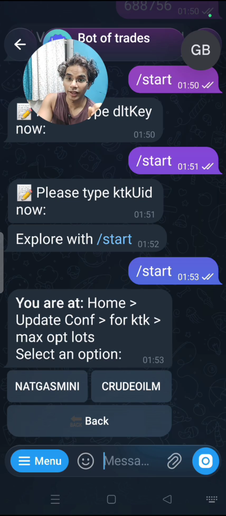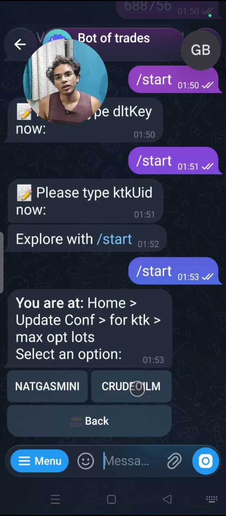One more thing, if you set it to 0, there will be no trading for a particular script. So if you set it to 0 in natural gas, no trading will happen. Same if you set it to 0 in crude oil, no trading will happen. So I would recommend setting the number 7. 7 has been the best number so far.